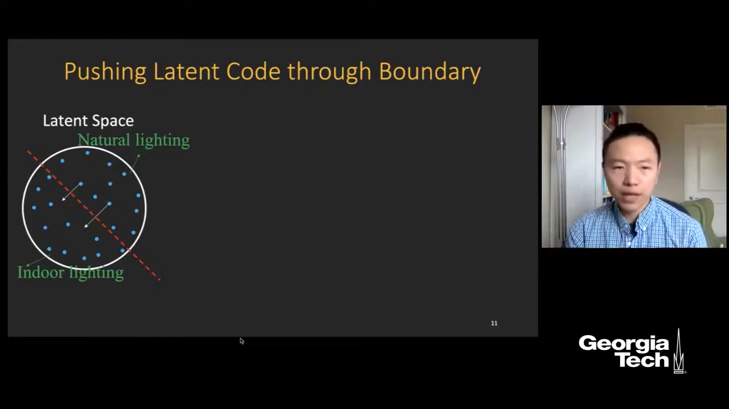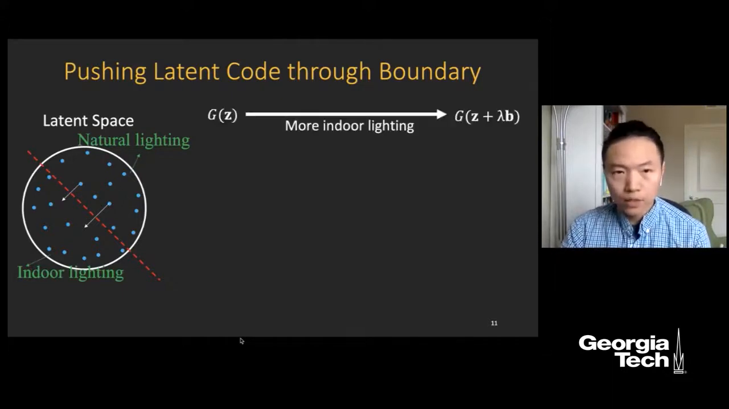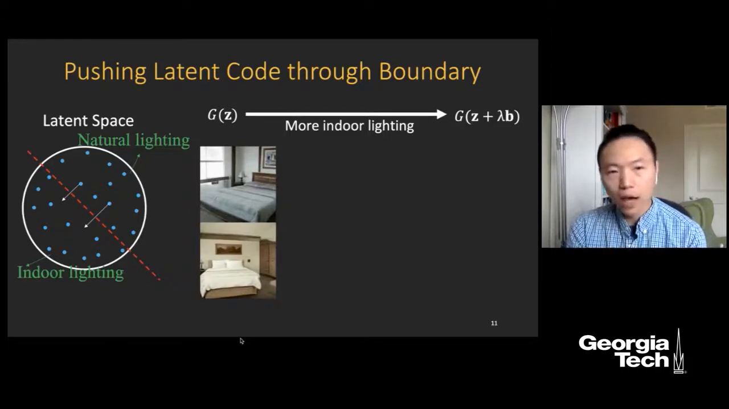So here we first have a boundary that controls natural lighting and indoor lighting. Here I would like to show you some visualization. Let's say we have two random vectors in the latent space. At the beginning, they look like this. In each one of the images, you can see there is a lamp inside.